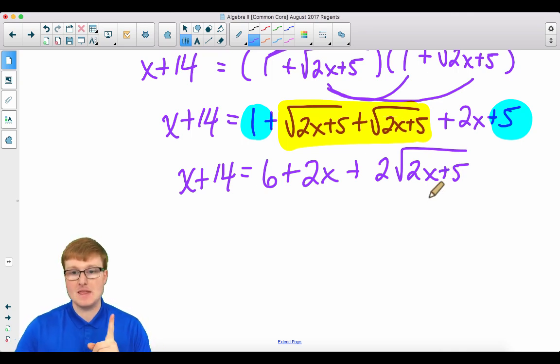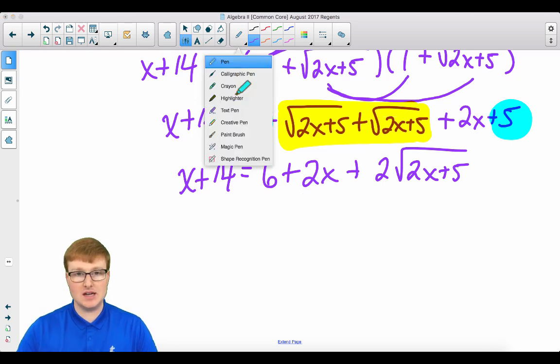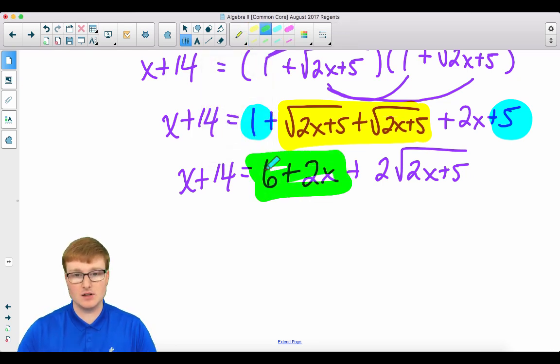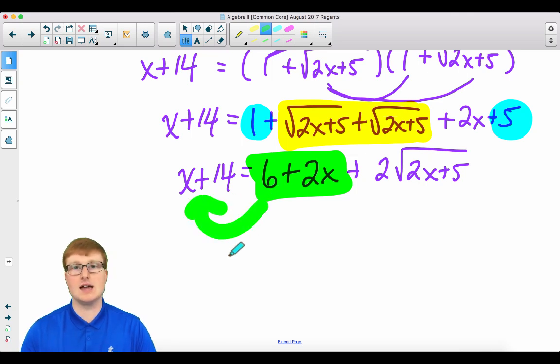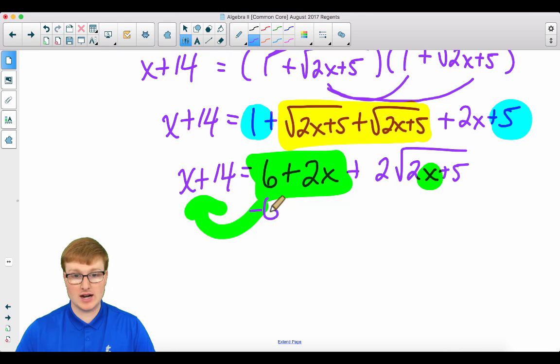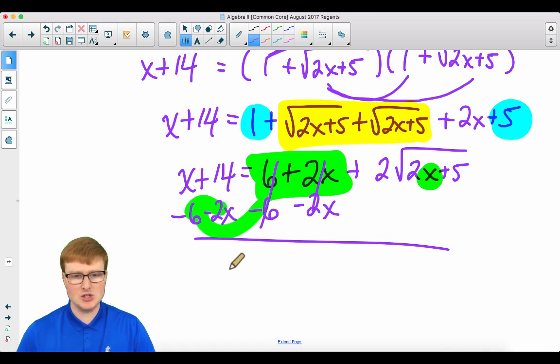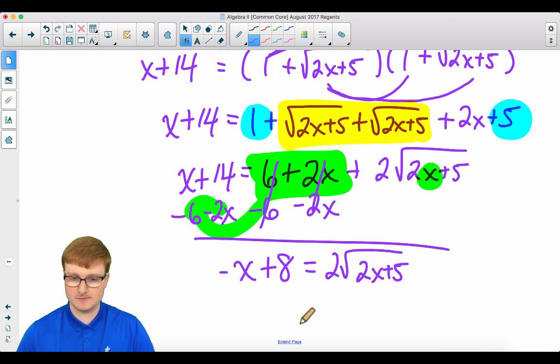Not quite there yet. How about we move all of this stuff over to this side? Because again, the x is still stuck underneath the square root. We've got to get rid of it eventually. So let's move this stuff over. Just subtract the 6 and subtract the 2x. So we get x minus 2x, which is negative x. 14 minus 6, that's a positive 8. That's equal to 2 times the square root of 2x plus 5.